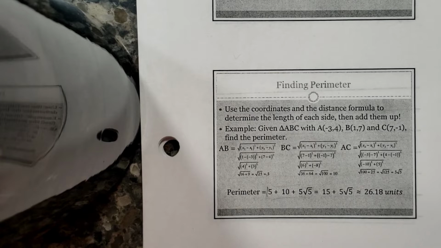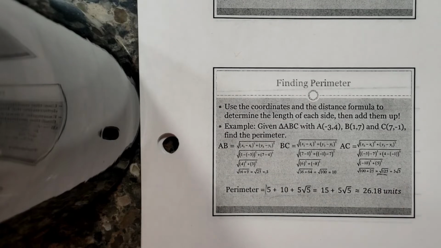Will they ask for simplest radical form, round to the nearest tenth or hundredth? That's up to you to read in the directions. Make sure you're answering the question the way they want it answered, okay? Give your answer how they want it. Simplest radical form. Notice how we simplified radical 125 to get 5 radical 5. Okay, that's up to you to understand what the question is asking.